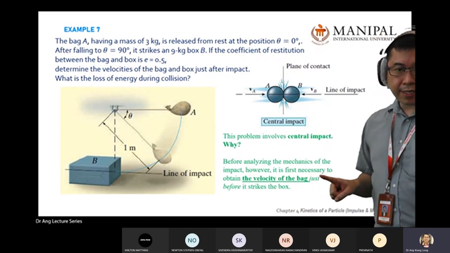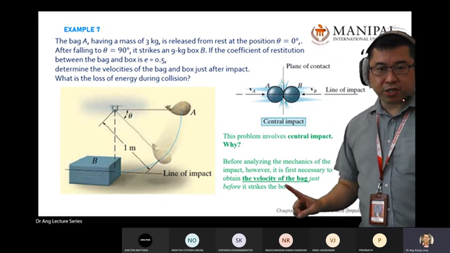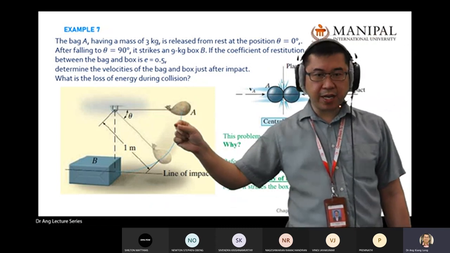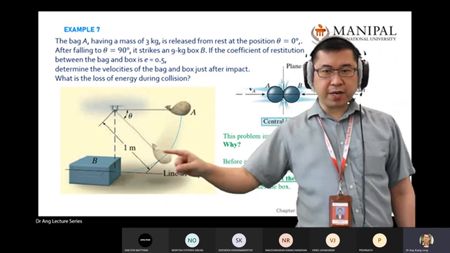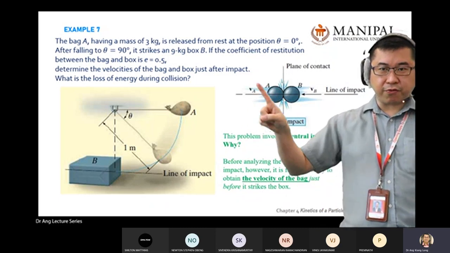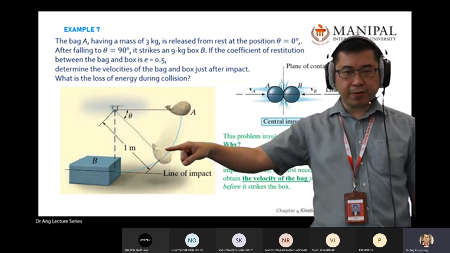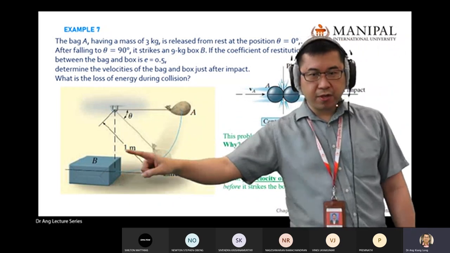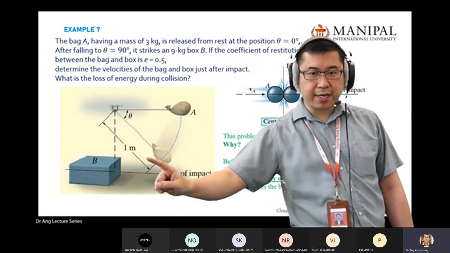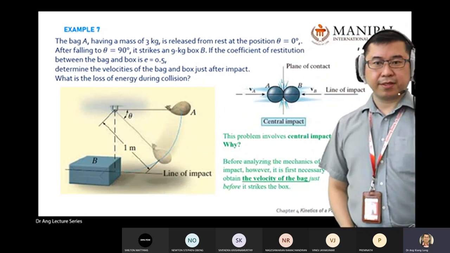So before analyzing, first you need to find the velocity of A just before it strikes the box. You need to find the velocity of A just before it strikes B, which is this one. You need to find the v_A component. The speed from here doesn't matter anymore. What is important, you need to solve for the velocity of A and box B just after the impact, using the velocity before the impact.